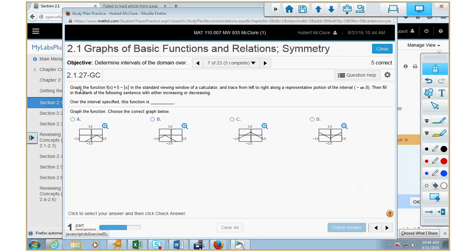All right, what about this one? What is this one doing? Well, remember your parent graphs. First of all, the absolute value of x looks like this. So what does the negative absolute value of x look like? It's going this way. Now, the 5 is not with the x. It's not inside the absolute value mark. So what shift is that? The vertical shift. So looks like it's one of these two.